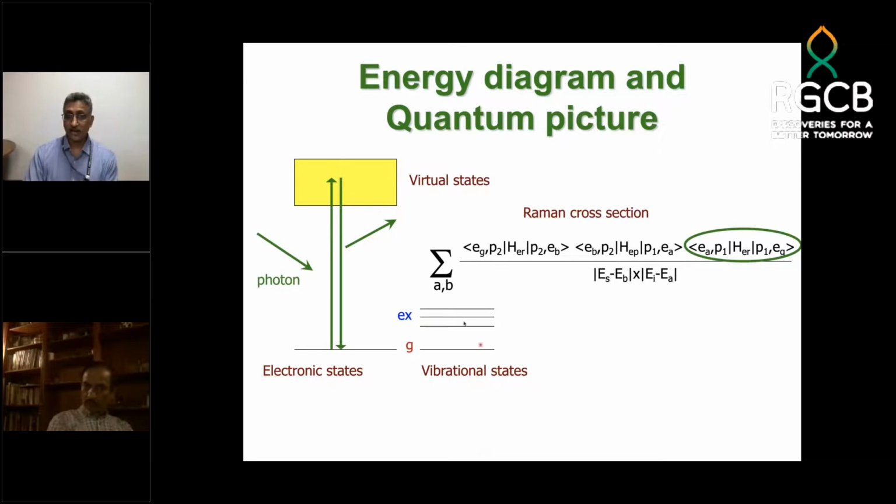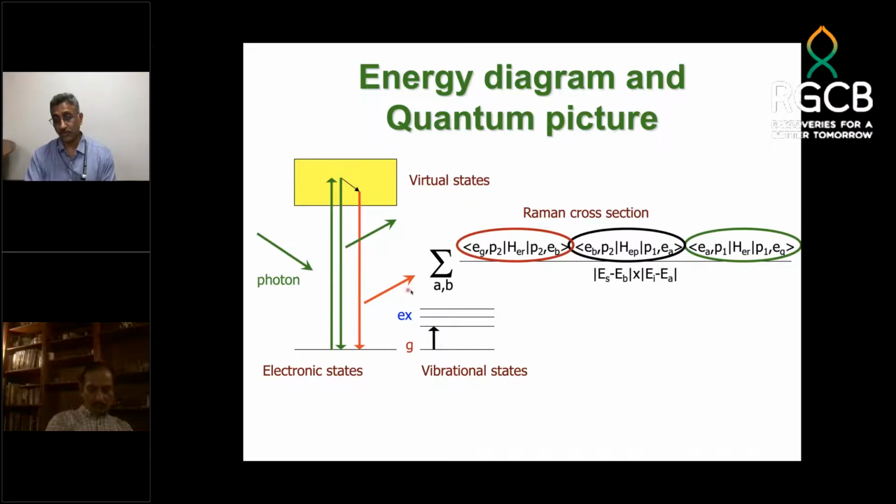But because there are also vibrational states present, the ground state of the vibration and excited states, which are much, much lower compared to the electronic states, the electron has to follow whatever the vibration does. So there is an electron-vibrational coupling which happens, and hence it can give energy to the vibration, and it can take it from the ground state to the excited state. And when it now comes out, it is red shifted, and that's the red shifted light, the Stokes Raman.